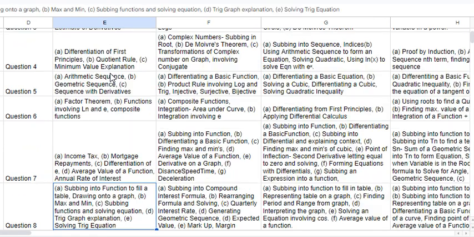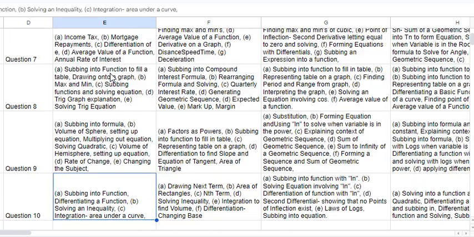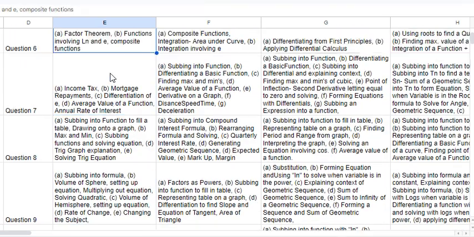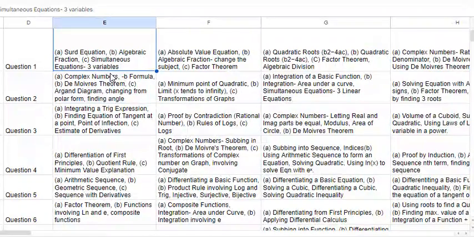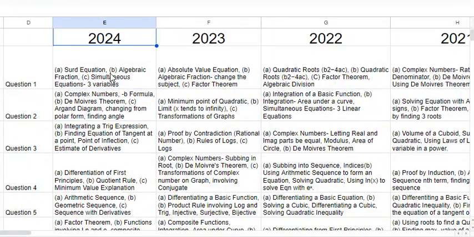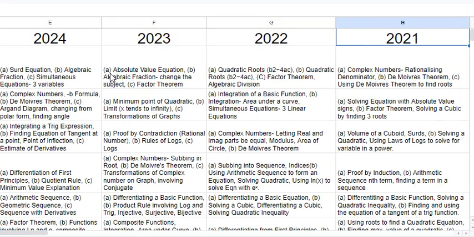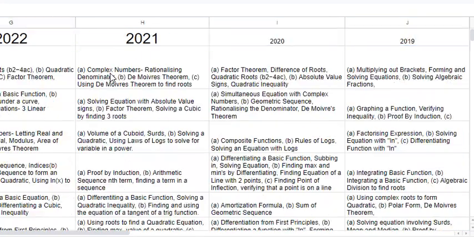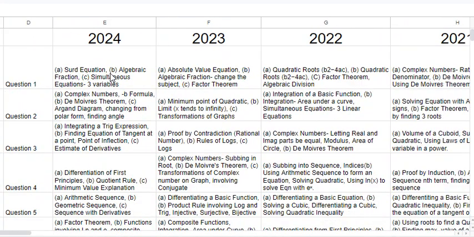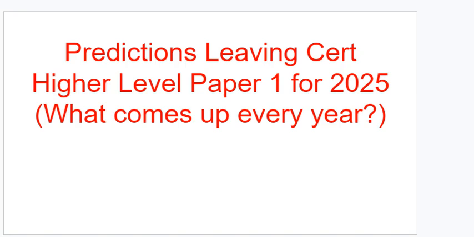Now some are harder to describe than others, but I've made a good attempt at describing the parts A, B, C and so on for each of the questions for each year. So I've got the first four, I've got a few more years actually, but if you look into this box here, that's what came up in question 1 in 2024, that's question 2 in 2024 and so on. So there's obviously some patterns and I'm going to go through those now.